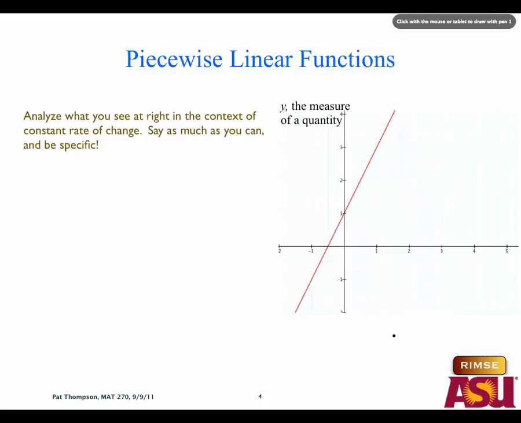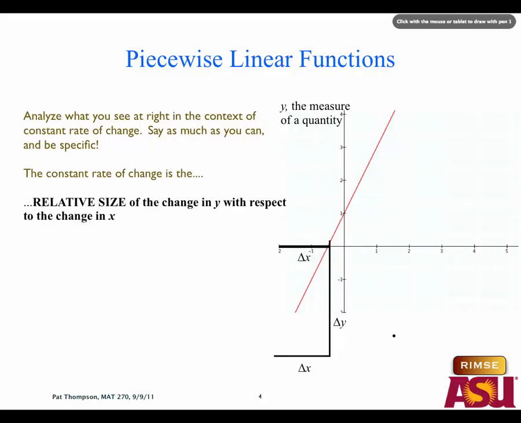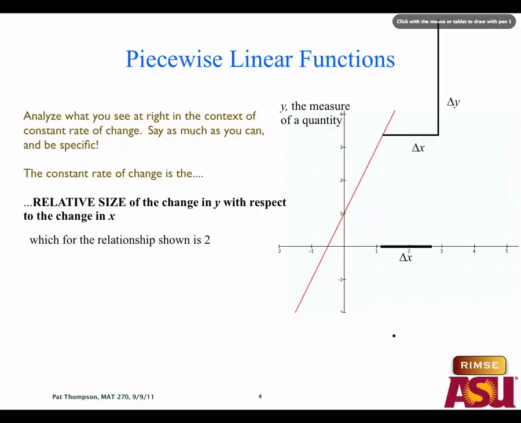So, what is the constant rate of change? I'm not asking for a number. What is it? That's how you compute it. Relative size of the change of y with respect to the change in x. Hopefully you said that. What is it in this case? What is the relative size of changes in y to changes in x? 2, okay? It's 2.